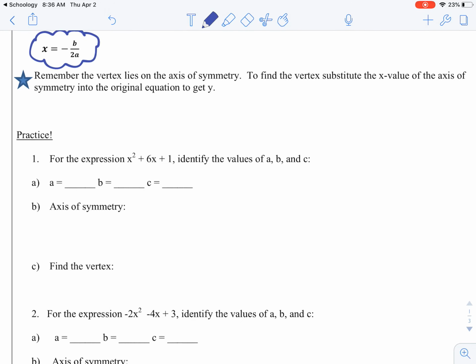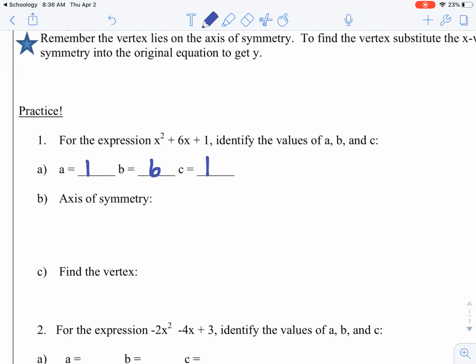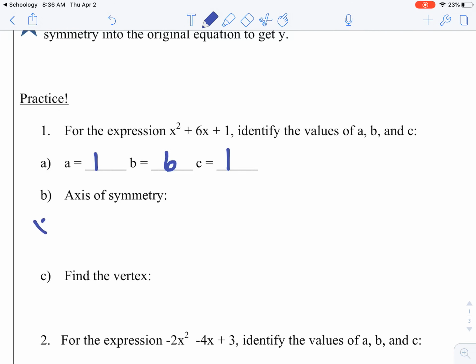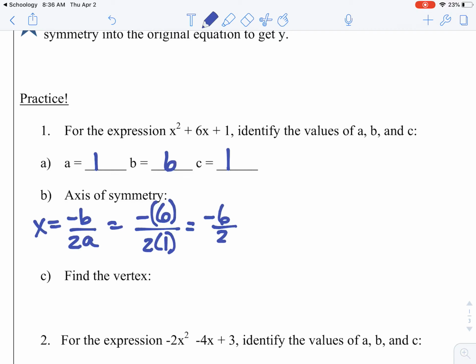So when we look at the first practice, the first thing I like to do is identify a, b, and c. So a equals 1, b equals 6, and c equals 1. So my axis of symmetry is x equals negative b over 2a. So negative 6 over 2 times 1. Negative 6 over 2 equals negative 3. So my axis of symmetry is x equals negative 3.